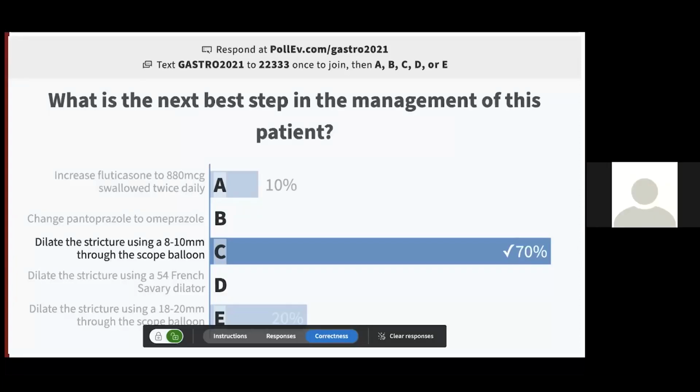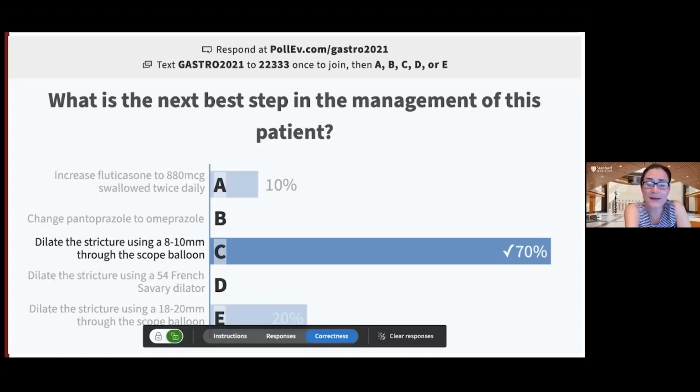We cannot hear you, Patty. Oh, you can't hear me? No, your audio is a little bit broken up. Let me try to change. Can you hear me now? That's better, Patty. I'm just going to switch my audio to my computer. Okay, is that any better? Much better. Oh, okay. Where was I when I was lost? You were talking about Savary dilation.